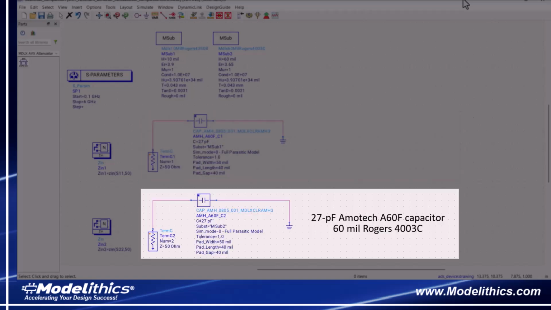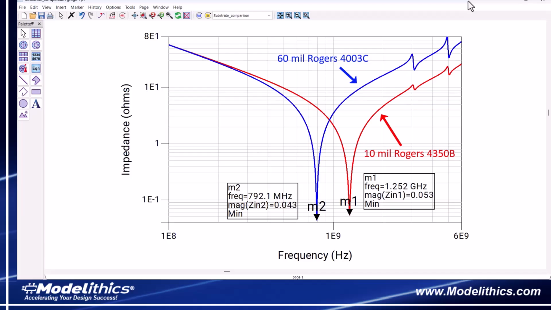Now on the bottom, we have the same model. The value is also 27 picofarads. However, for this one, the substrate is 60 mil thick Rogers 4003C. This is the simulated impedance for both cases. We see a self-resonant frequency of 1.252 GHz when the substrate is 10 mil thick Rogers 4350B. When using the 60 mil thick Rogers 4003C substrate, we see a lower self-resonant frequency of 792.1 MHz. So increasing the substrate thickness results in a lower self-resonant frequency.